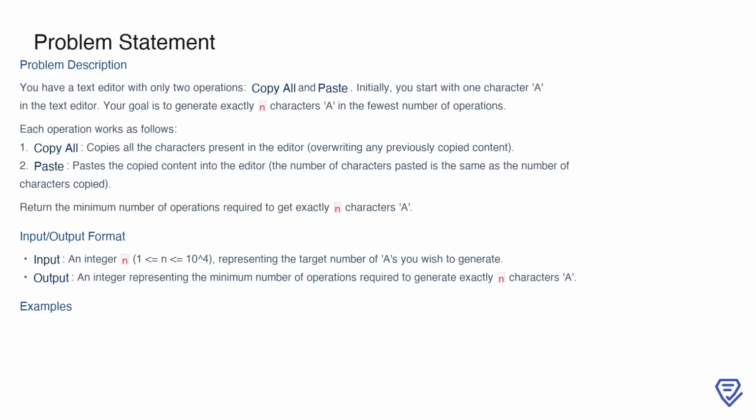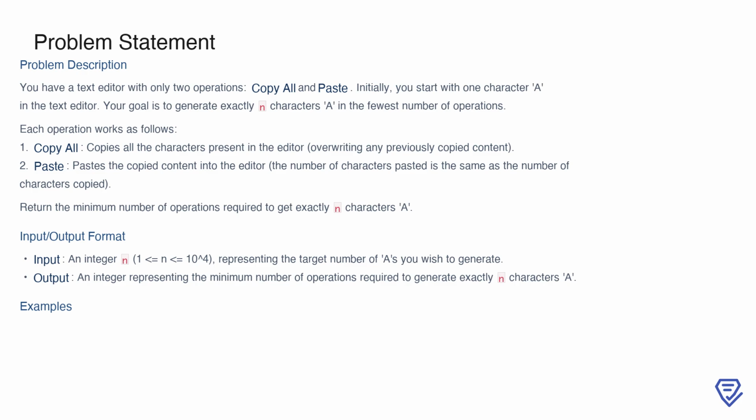The copy all operation copies all the characters currently in the editor and saves them to the clipboard, replacing any previously copied content. The paste operation pastes the clipboard's content into the editor, adding the same number of characters that were copied. The input to the problem is a single integer n, which represents the target number of A's you need to create. The output will be the minimum number of operations required to achieve exactly n characters.